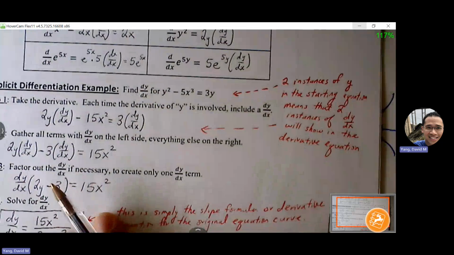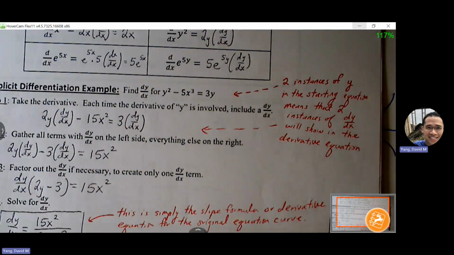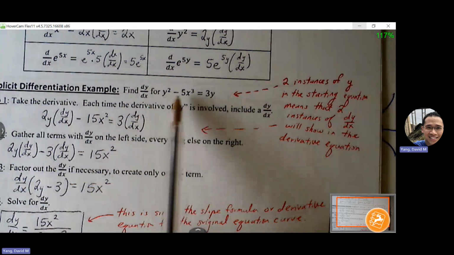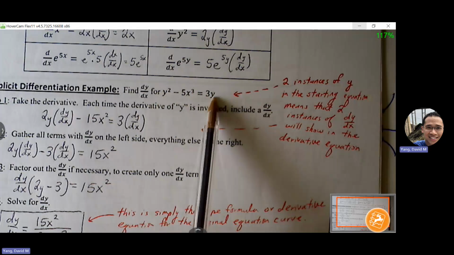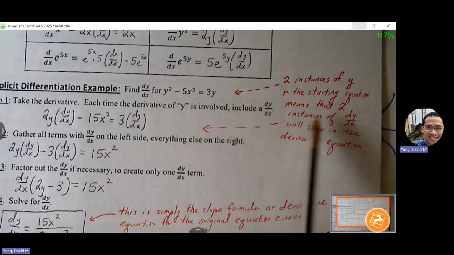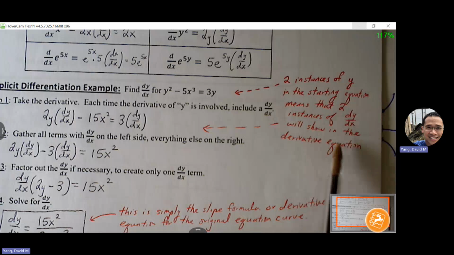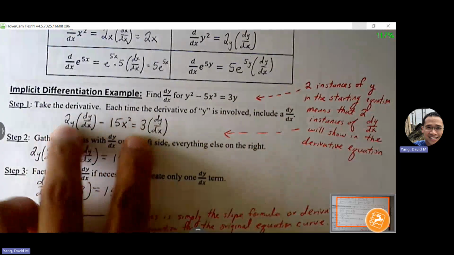If you're trying to decide, wait, did I get all the dy dx's that I need to? This is a quick way to check. You see how there are 2 instances of y's that show up in the original equation? That means that you're going to be expecting 2 instances of dy dx that show up in the derivative equation.